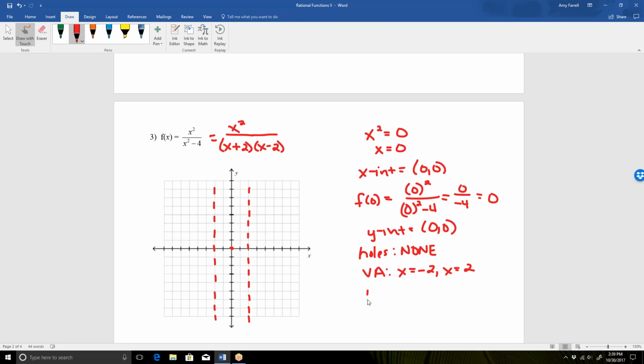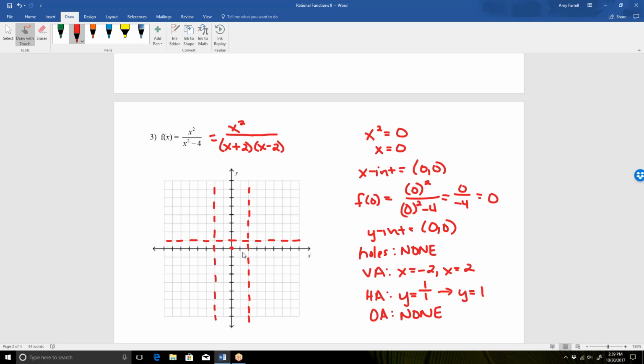And then we do have a horizontal asymptote. It's y equals, and I'm going to do the ratio of the leading coefficients. The leading coefficients are both 1. And so y equals 1 over 1, or y equals 1, is our horizontal asymptote. Oblique, sorry, let me mention, there's no oblique asymptote.